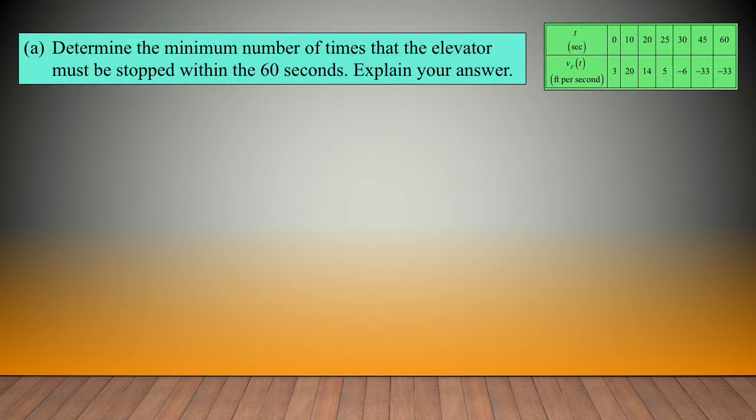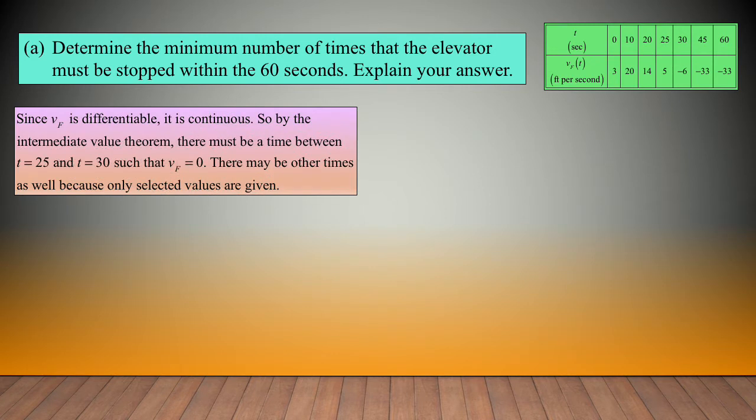Part A asks to determine the minimum number of times that the elevator must be stopped within the 60 seconds, and we need an explanation. The elevator stop means that v must equal 0. In the supplied data, there are no values of t for which v is equal to 0.